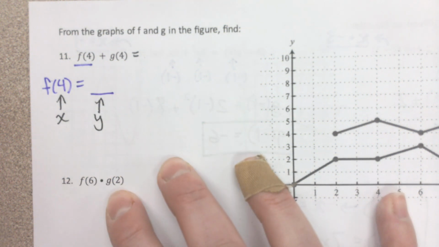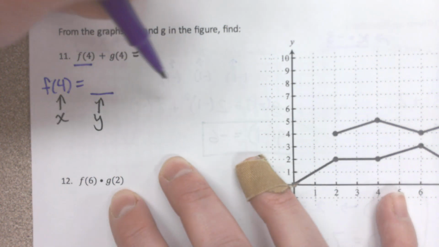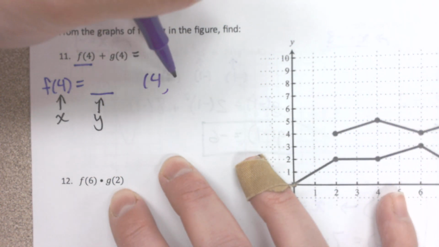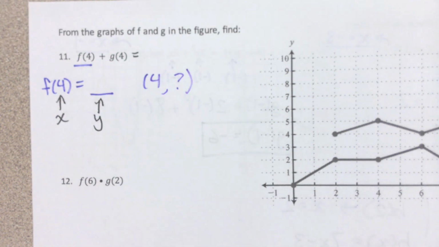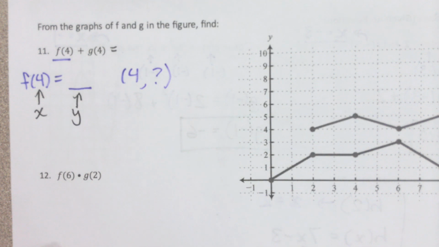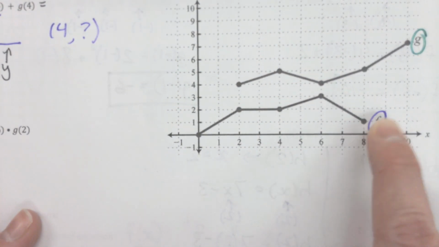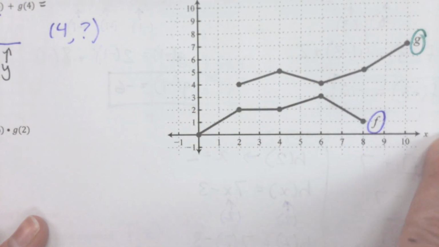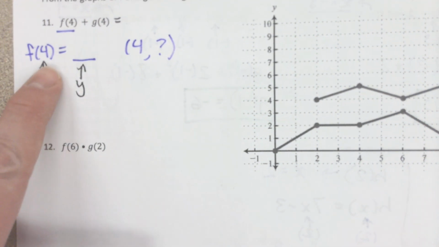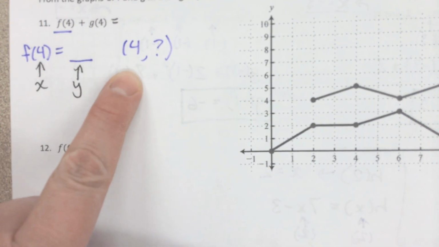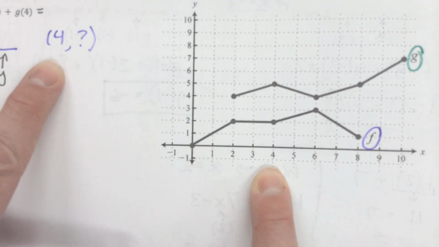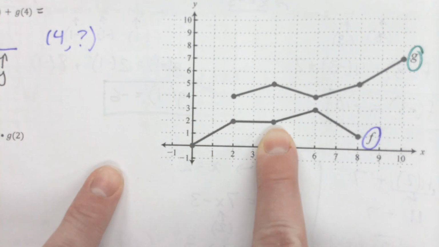So really, the question is, we know that x is 4. We're trying to find y. We're trying to find the other half of that point. So we go to the graph. Go to the f graph. Make sure you're looking at the bottom one when you answer this. We're going to go where x is 4. So we're going to go to the x-axis, 4, and then we're going to go up till we hit the graph for f.